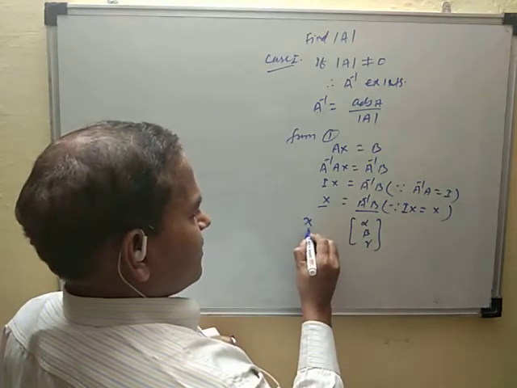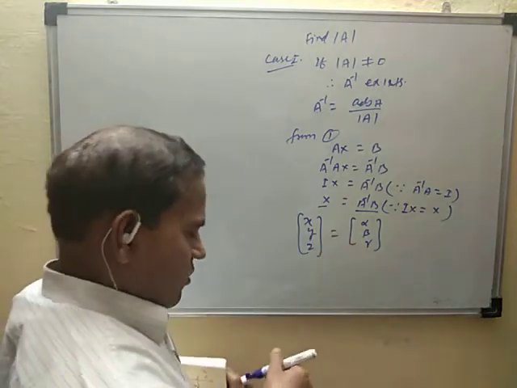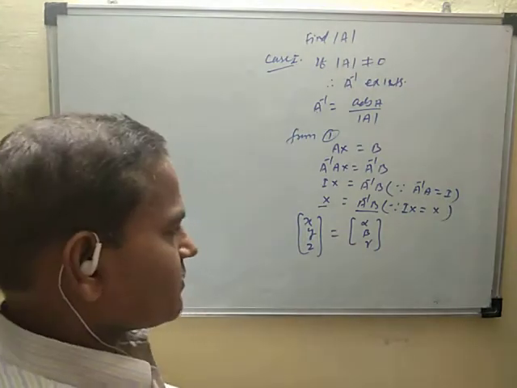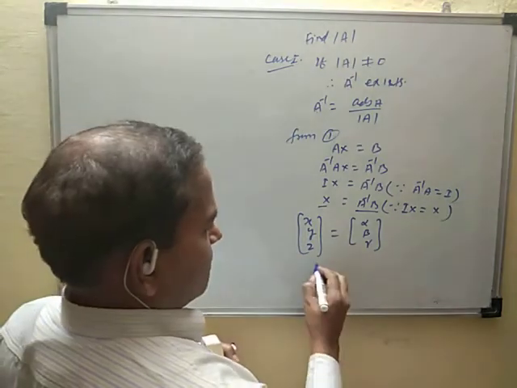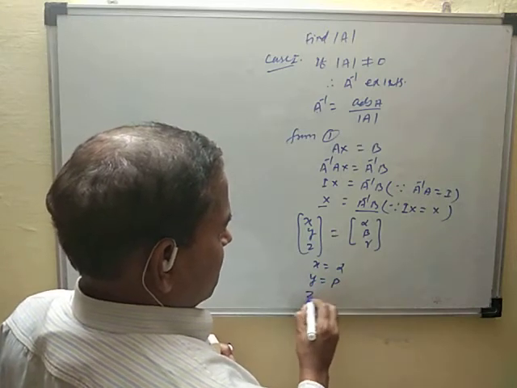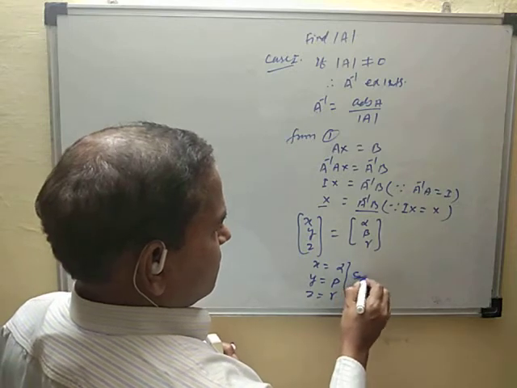Here what is X? X, Y, Z. This is the value of capital X: x, y and z. Now compare it. So x is equal to alpha, y is equal to beta and z is equal to gamma. This is the solution.